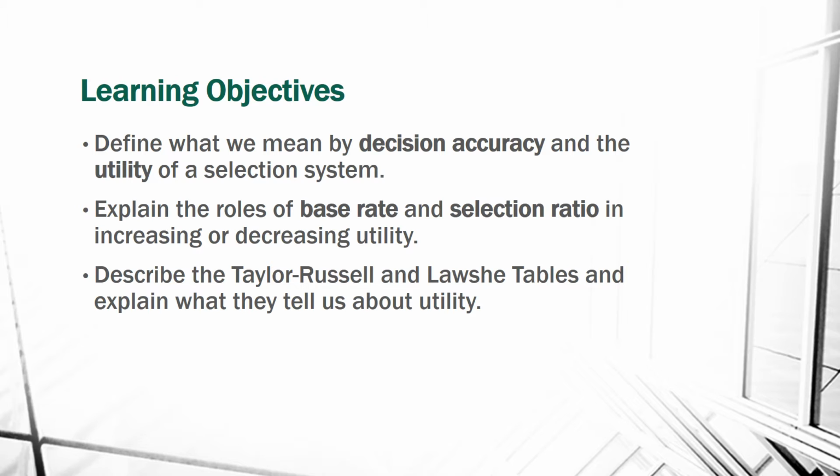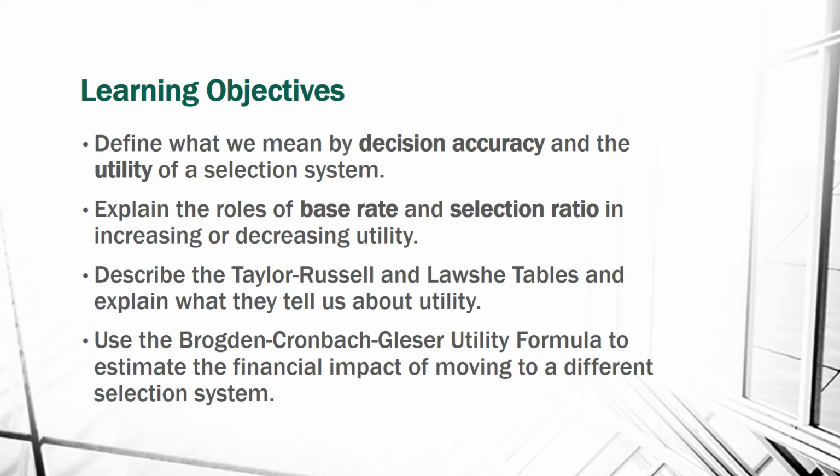So we'll talk about two systems called the Taylor-Russell tables and the Lawshe tables, which are very well-established, kind of traditional methods of establishing utility. And then I want to introduce you to a really fun thing called the Brogden-Cronbach-Gleser utility formula, which goes one step beyond all of the rest of these and actually helps us put a dollar estimate on the value of a selection system. So how is a selection system going to translate into improved financial outcomes for the organization?